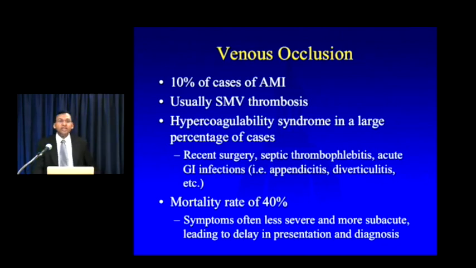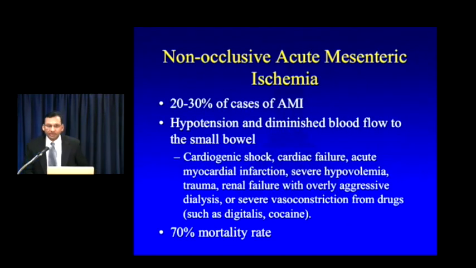Less common is venous occlusion, classically SMV thrombosis, which accounts for about 10% of cases, and I would say tends to be most common in patients who are hypercoagulable, who have recently undergone surgery, or who have septic thrombophlebitis related to acute GI tract infections, appendicitis, diverticulitis. These patients tend to have a more indolent presentation, often don't come to clinical attention promptly, and accordingly have a higher than expected mortality rate of about 40%.